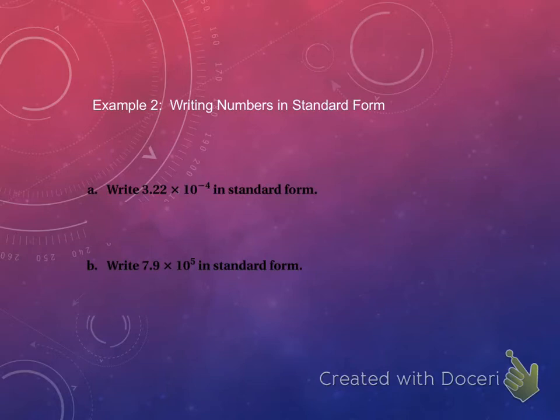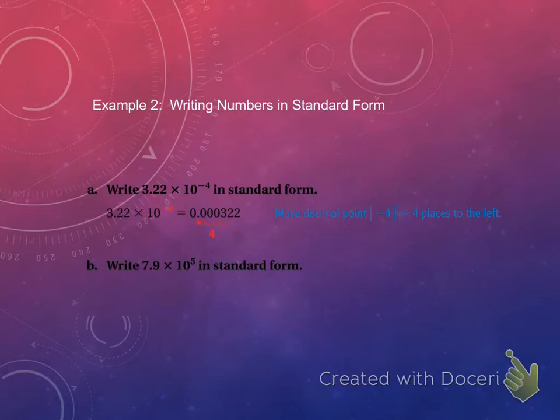Now let's look at writing numbers in standard form. So to write 3.22 times 10 to the negative 4th in standard form, we need to remember the exponent right here is negative, which means we're going to be moving the decimal point to the left. So we're going to take that decimal point and move it 1, 2, 3, 4 spots to the left, so we get 0.000322.